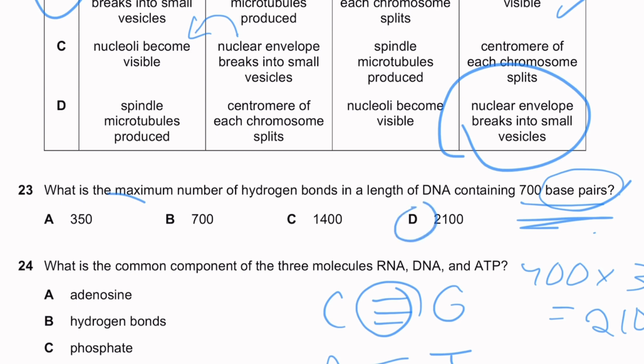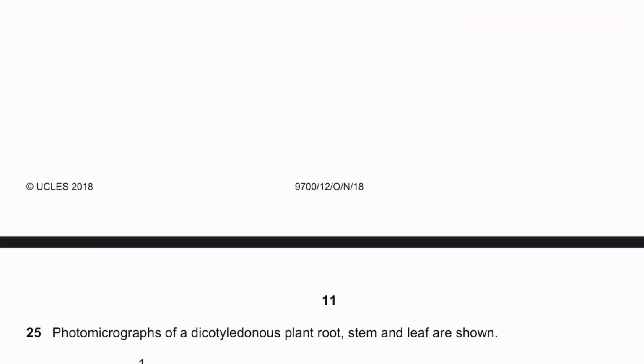What is the common component of 3 molecules, RNA, DNA, and ATP? They all have a nitrogenous base, okay, they all have phosphate. Let's look at this. Adenosine, no. Adenosine is just a name. Okay, it's adenosine triphosphate. Hydrogen bonds, not within the ATP molecule, no. Phosphate or ribose. DNA has deoxyribose, not ribose. That's why the answer here is C. Okay, 25.